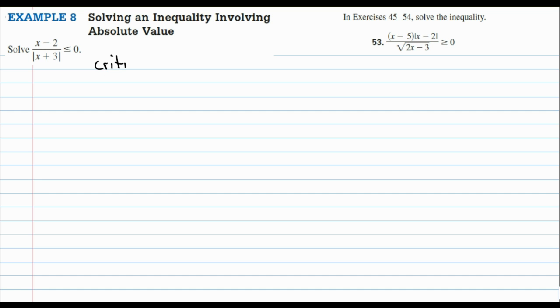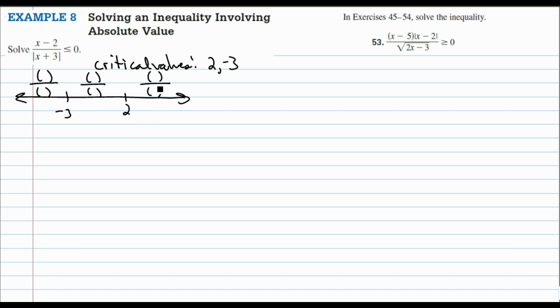So critical values are positive 2 and negative 3. Negative 3 makes the denominator 0, so it makes the function undefined. Positive 2 makes the numerator 0, so it makes the whole thing 0.